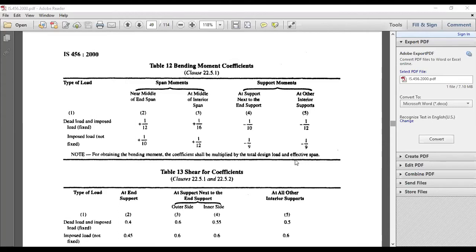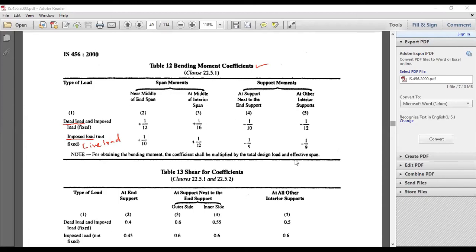So what this table says: bending moment coefficients for continuous slab. Here you can see the type of load. Two types of loads are given. First is the dead load, and second is the imposed load. Imposed load is nothing but live load. So under the types of load, two types of loads are given: dead load and imposed load.